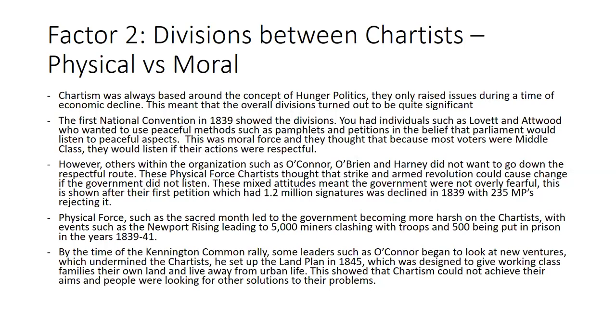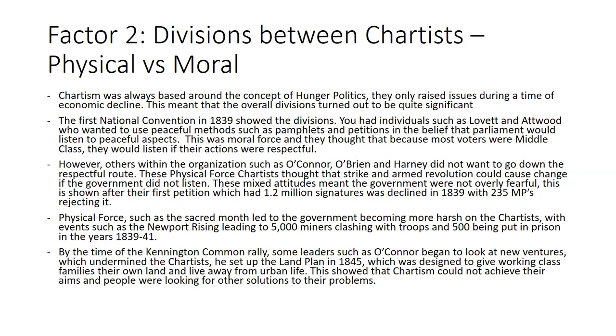But the middle class also changed quite dramatically after they were given more responsibility within government. But on the other side, you had people such as Fergus O'Connor, you had O'Brien and Harney. They didn't want to go down the respectful route. These were known as physical force Chartists, and they thought that strike and armed revolution would cause change if the government didn't listen. These were very mixed attitudes, which meant that the government were actually not that scared of them because they weren't coherent enough to be able to be a threat.